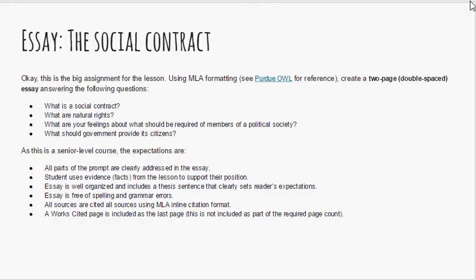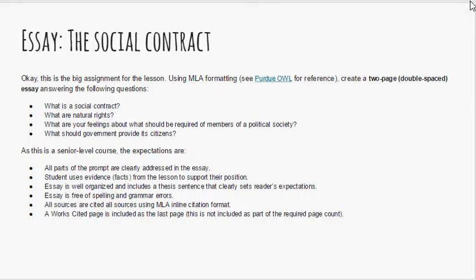Your essay should answer the following questions. What is the social contract? What are natural rights? What should be required of members of a political society? And what is the role of government? And what rights and protections does government provide to its citizens?